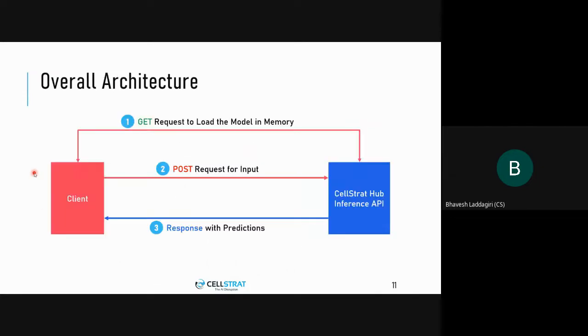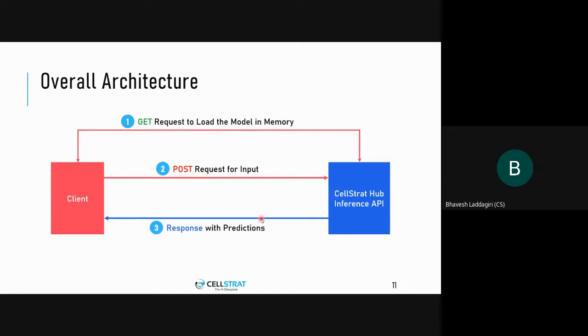So overall, your architecture looks something like this. You start by making a GET request to load the model in memory. You don't send anything, you just ping the model and the model says, yeah, I'm alive, and it gets loaded in memory. Then you make a POST request for input. You send your input in a POST request, and in the response, you get your predictions.